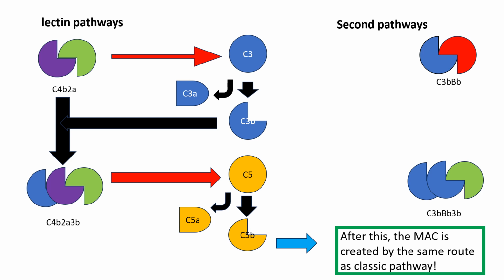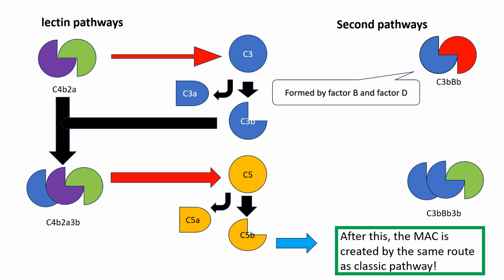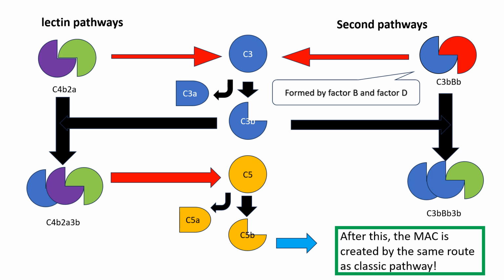In the second pathway, after C3b-BB is formed, due to the action of factor B and factor D, C3 is differentiated to C3a and C3b. C3b-BB and C3b are combined and become C3b-BB3b. It activates C5 and C5 differentiates to C5a and C5b. After this, the MAC is created by the same route as the classic pathway.